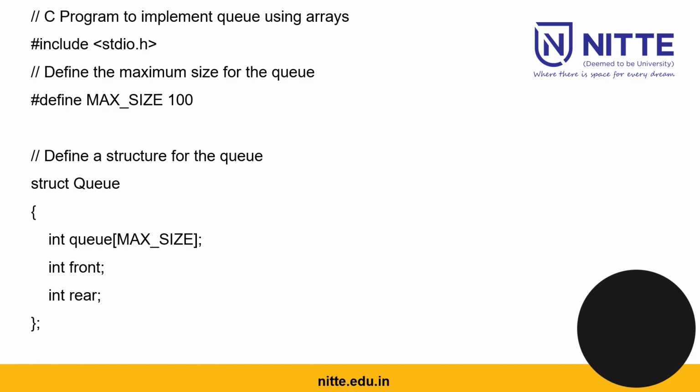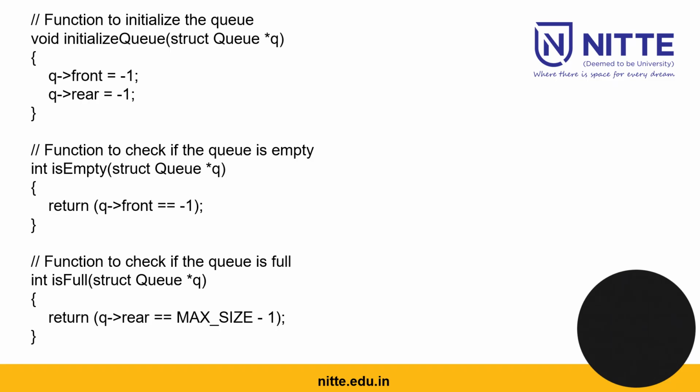So this is the structure of the queue. Now we have to initialize the queue. How to initialize? Void initialize, struct queue *queue. So q->front = -1, q->rear = -1. That means initially there are no elements in the queue, so front and rear will point to -1.